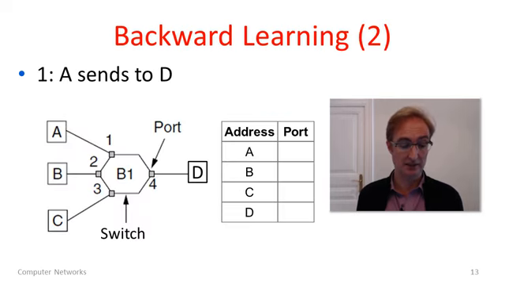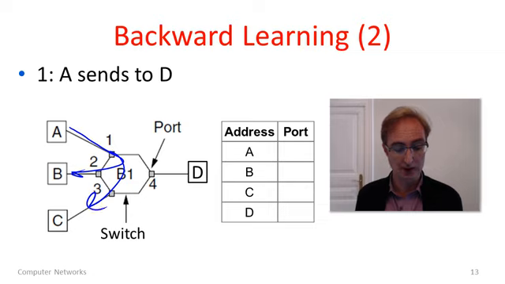Let's see how that works in action. So the very first time the network's used after it's powered up, A is going to send to D. No one knows anything at this stage. So A's frame comes in, it just says, hey, I'm a frame from A, I'm trying to reach D, the destination address. This switch, it's clueless, it's just been turned on. It says, I don't know, there's nothing in my table. So therefore, I'm going to broadcast this frame, I'm going to send it out all ports. Well, phew, it reached D, that's very good.